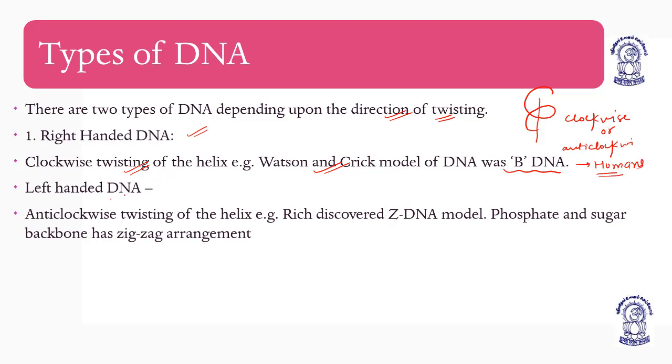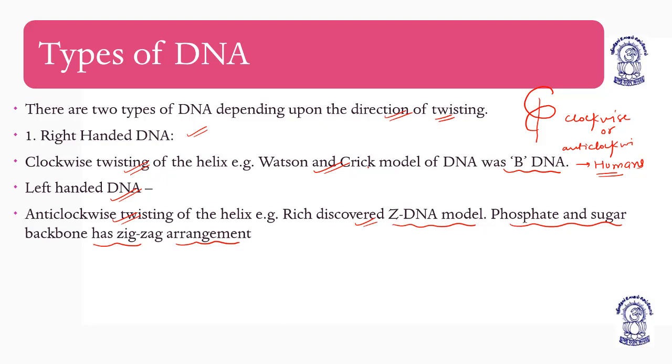Left-handed DNA has an anti-clockwise twisting of the helix. Rich discovered the Z-DNA model, in which the phosphate and sugar backbone is zigzag. In the Watson-Crick model, type B DNA, which is present in us, is right-handed helical. The left-handed DNA is present in Z-DNA, which was discovered by Rich, and the phosphate and sugar are present like a zigzag. Understood? The right-handed DNA and the left-handed DNA.